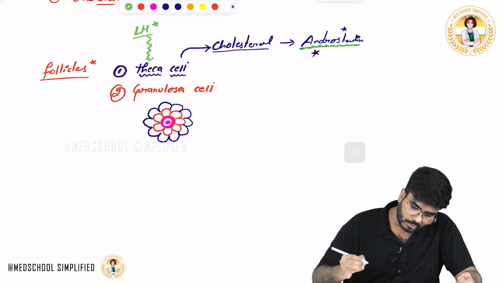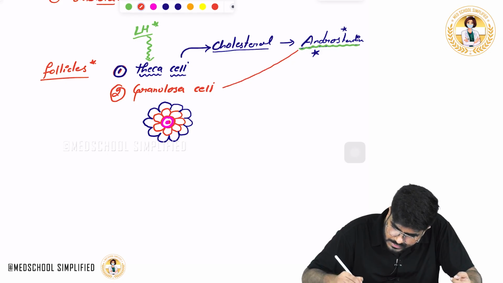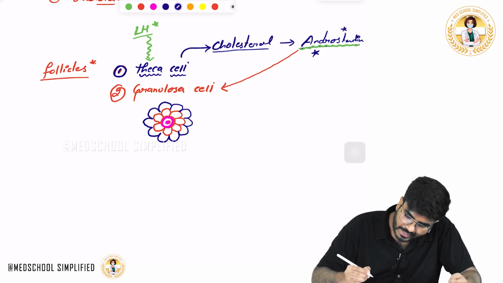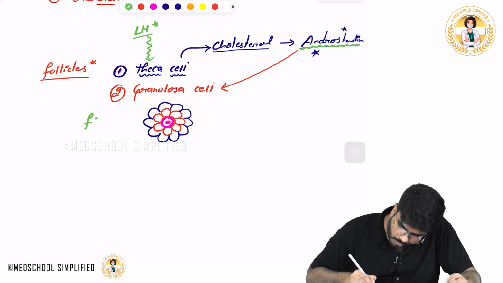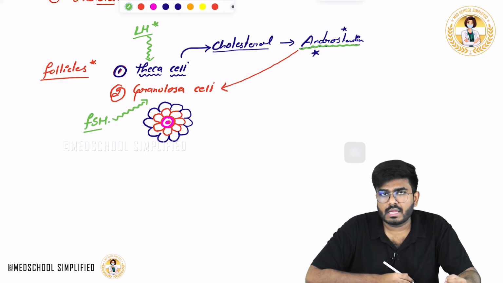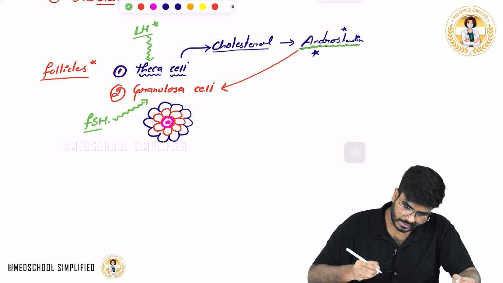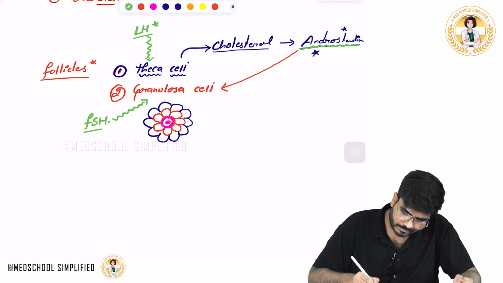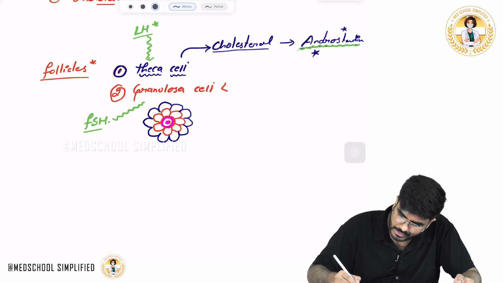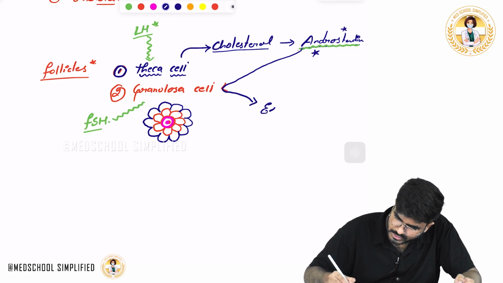So this androstenedione is going to enter into the granulosa cells. Now, when granulosa cells are stimulated by FSH, follicle stimulating hormone, there is one more hormone involved. Follicle stimulating hormone is going to act on the granulosa cells. Under the influence of this, the granulosa cells are going to convert the androstenedione into estrogens. Let me put it this way: the androstenedione comes like this and gets converted into estrogens.